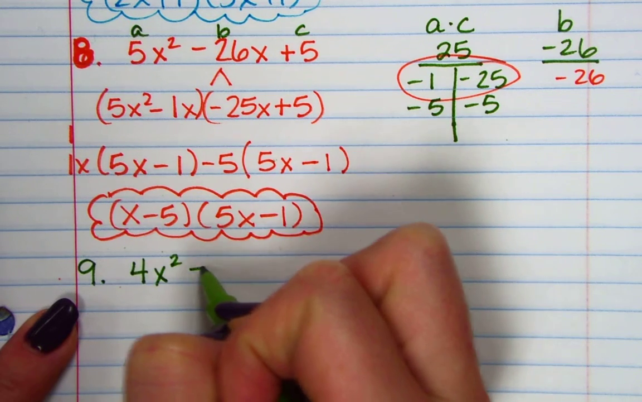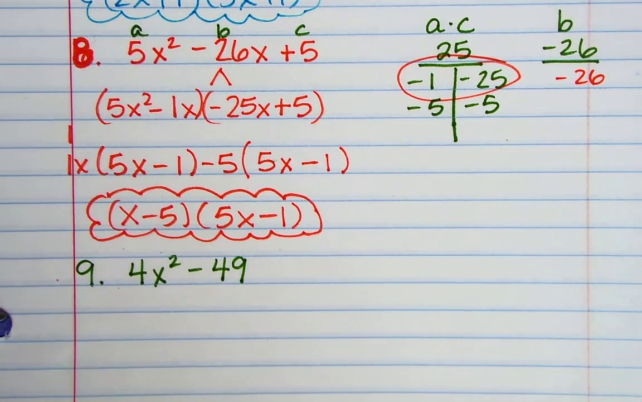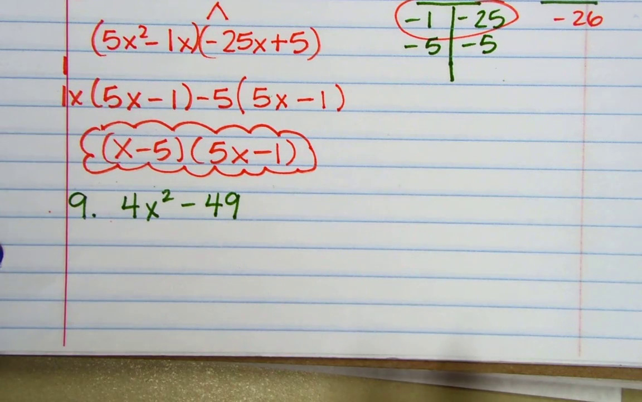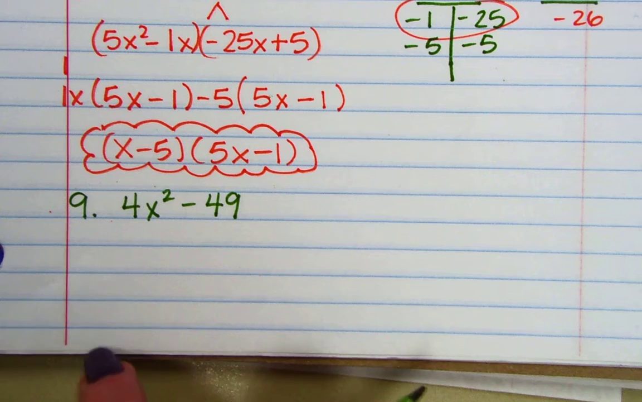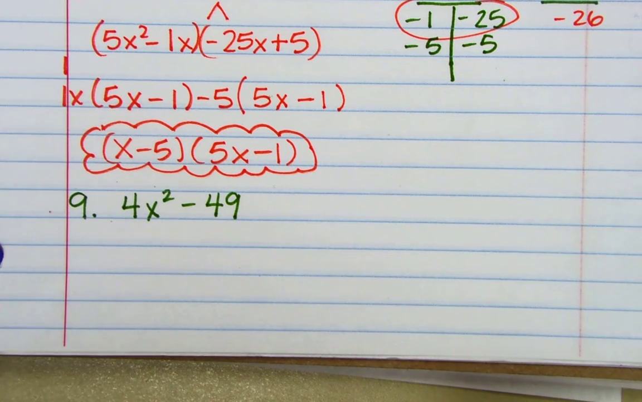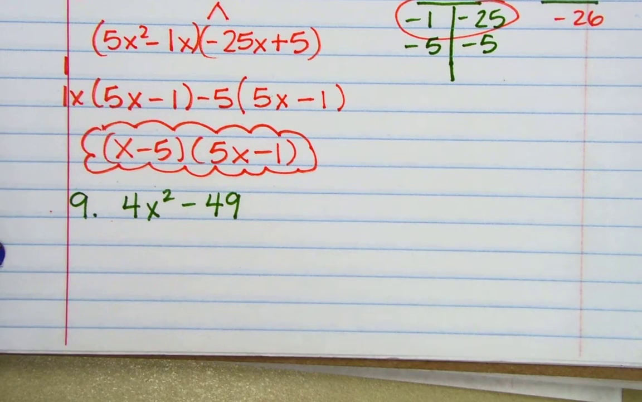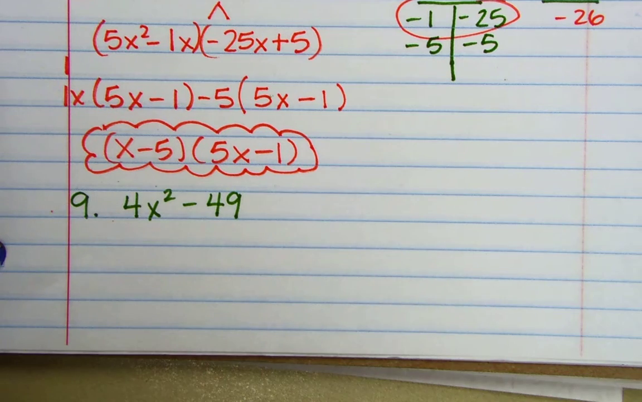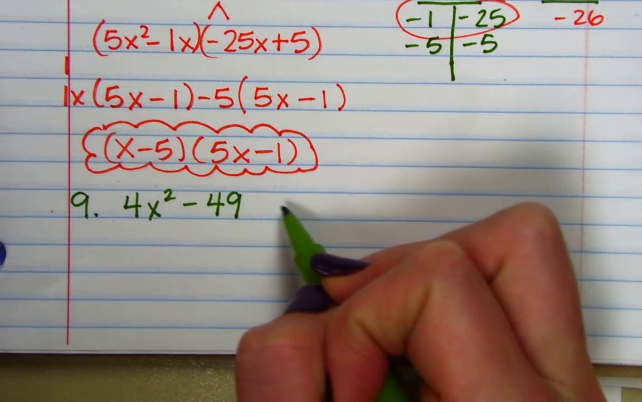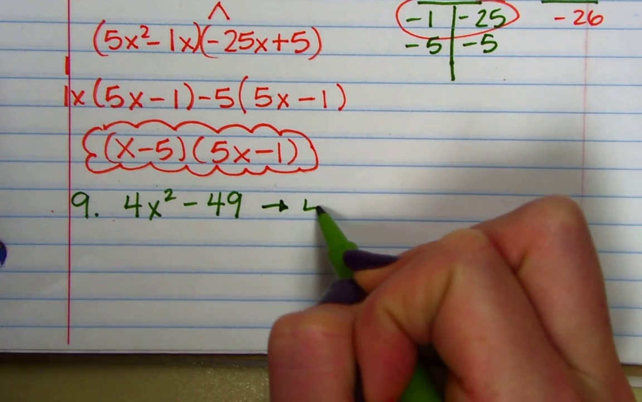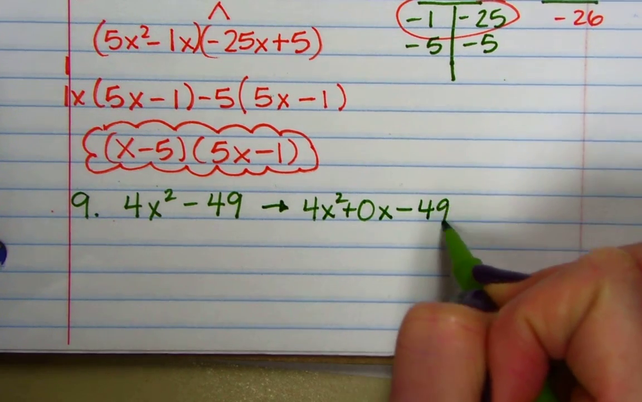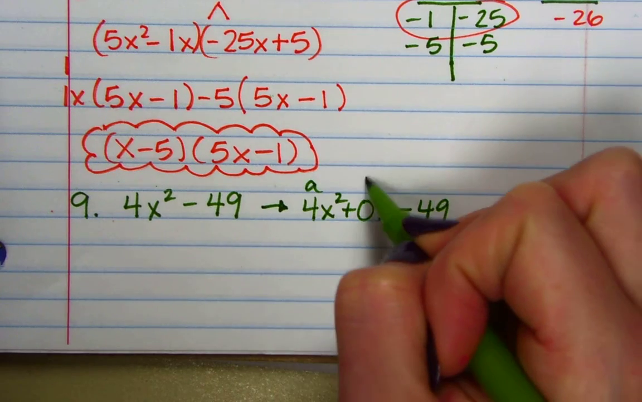4x squared minus 49. I wrote too big. 4x squared minus 49. Okay, what's missing? A, B, or C? B. B, right? So it should really be 4x squared because we don't have an x. 0x minus 49. Right? So this is A, this is B, this is C.